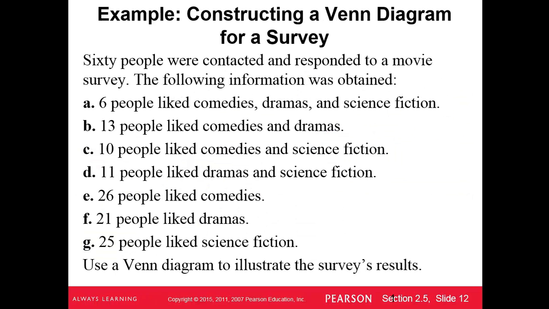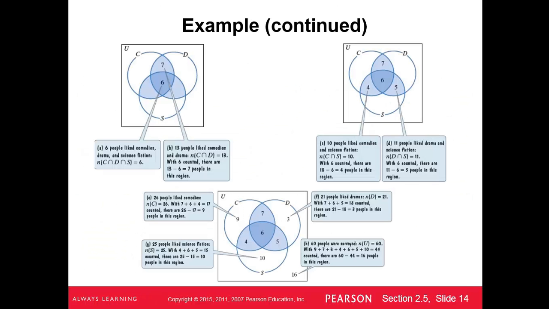So we asked 60 people about movies, and we wanted to find out, do you like comedies, do you like drama, do you like science fiction? And so here's the results of our survey. We have 6 people that liked all 3, 13 liked comedies and drama, 10 liked comedy and science fiction, 11 liked drama and science fiction, so on. You read all through that and you go, I can't make sense out of it. Well, we can. We're going to use a Venn diagram.